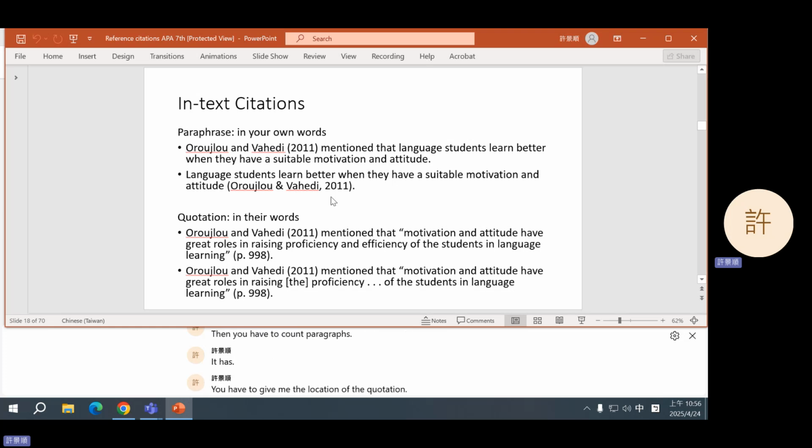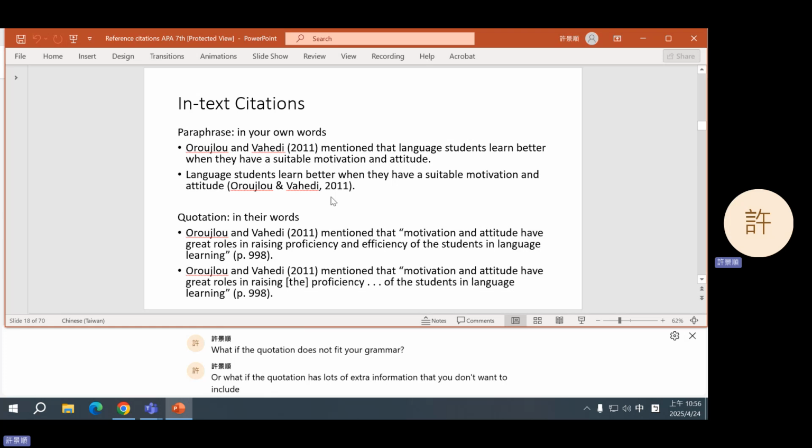Now, I said you cannot change anything inside of the quotation marks. But what if you have to? What if the quotation does not fit your grammar? Or what if the quotation has lots of extra information that you don't want to include? There are ways to modify a quotation, but you must let the reader know that you are changing the quotation, that these words are not the exact words that the author used.